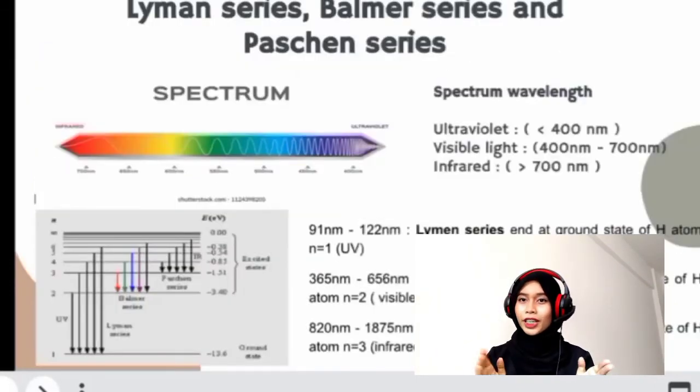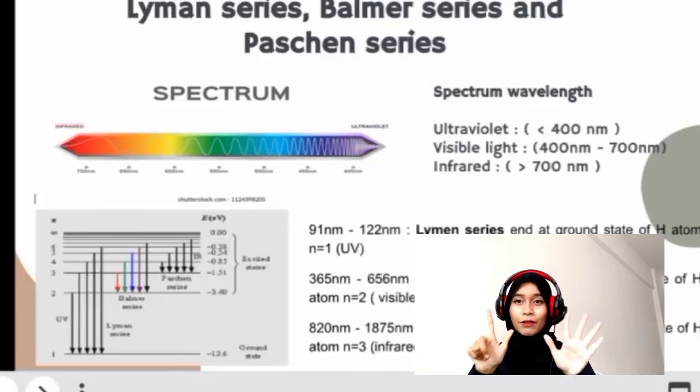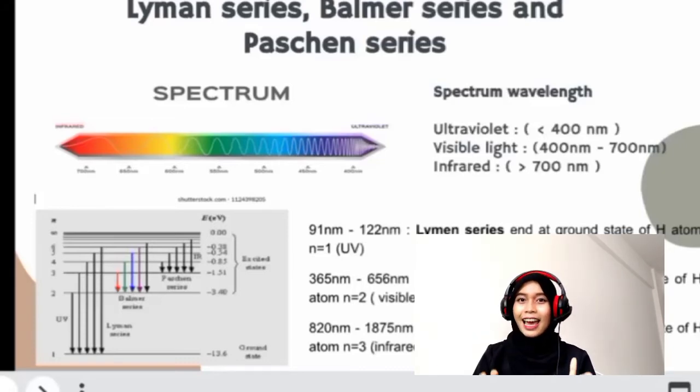We also need to know that in this topic, there are three hydrogen spectrum series. There are the Lyman series, Balmer series, and Paschen series. The Lyman series is in the ultraviolet, which is below 400 nanometer. The Balmer series is in the visible, which is around 400 to 700 nanometer, and lastly, the Paschen series is in the infrared, which is above 700 nanometer.